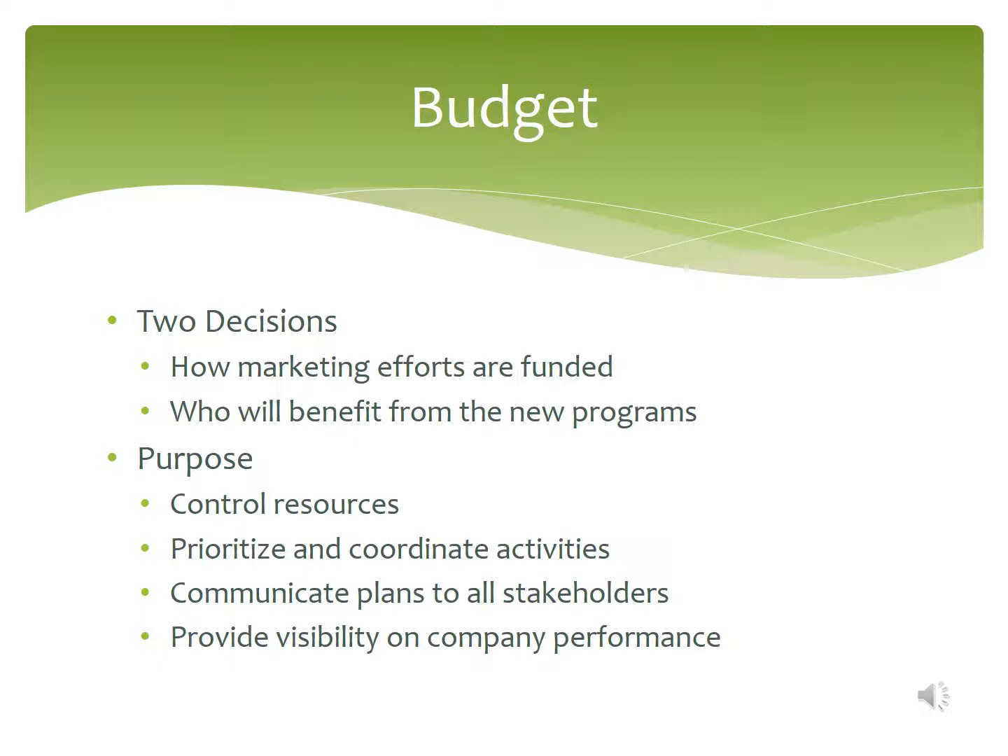And then there are various purposes for the budget. It'll help us control our resources. It'll help us prioritize and coordinate activities, so whatever various channels that we're doing and what we can fit within that budget. It'll help us to communicate plans to all stakeholders so that they know what we are able to do. And it will provide visibility to the company on the performance of our marketing plans, so that whether we're within budget, below budget, over budget, that will tell us the company performance on this IMC plan.